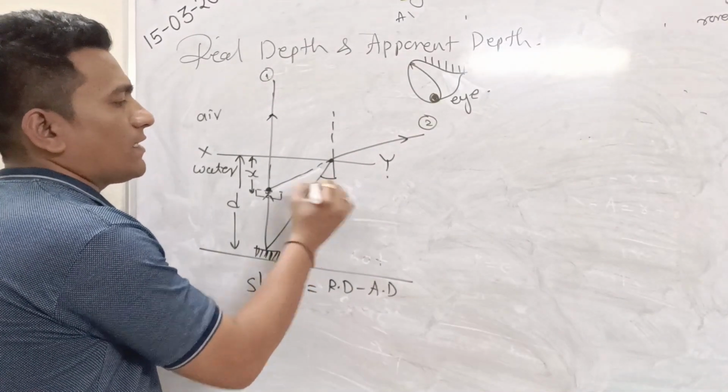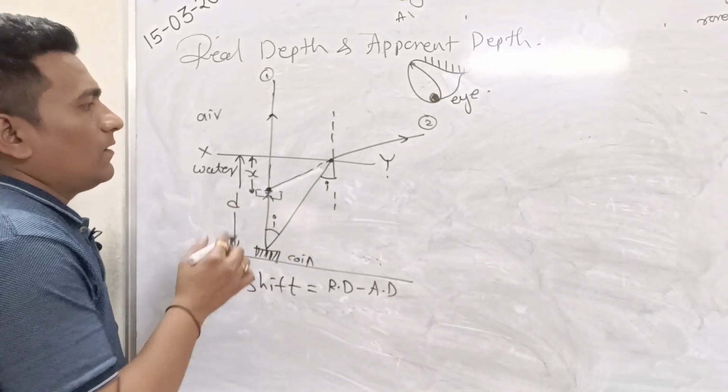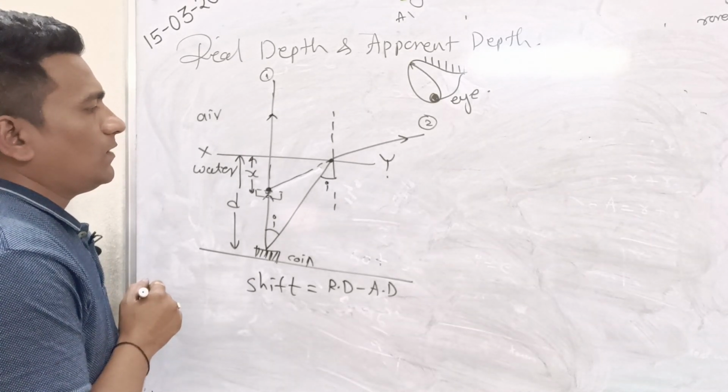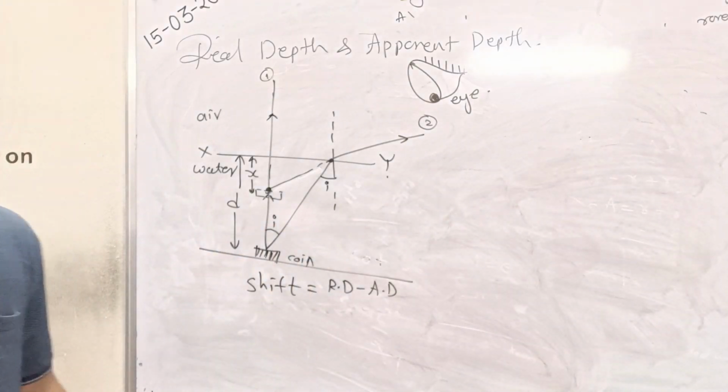This is angle of incidence i. So this will also be angle of incidence i. Correct? Yes, correct. We don't have that formula. Okay, ठीक है. That's it.